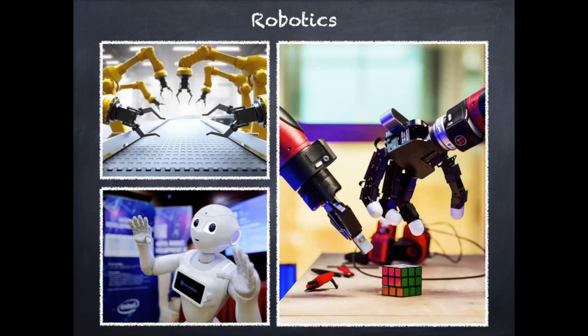Next is robotics. When we see all these different robotics, from manufacturing robots to the ones that look like this guy who are trying to look more like people, all of these robots have to be coded to perform the actions that they are trying to do.